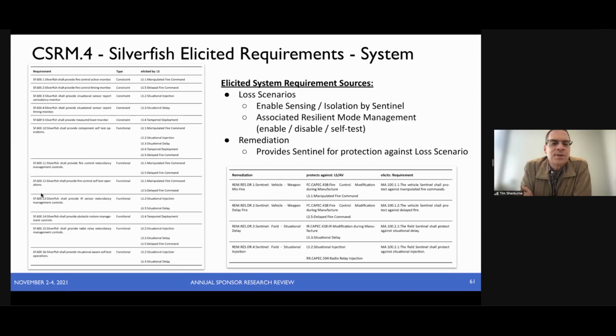Additionally, for the resilient modes that are identified, like I mentioned, there needs to be some sort of management operations. Maybe it's some remediation; some resilient modes may be automatically managed by the Sentinel. Some may be more manually controlled by the operator. But in any case, there needs to be management mechanisms enabled within Silverfish to control those resilient modes, whether it's controlled by the Sentinel or controlled by the operator.